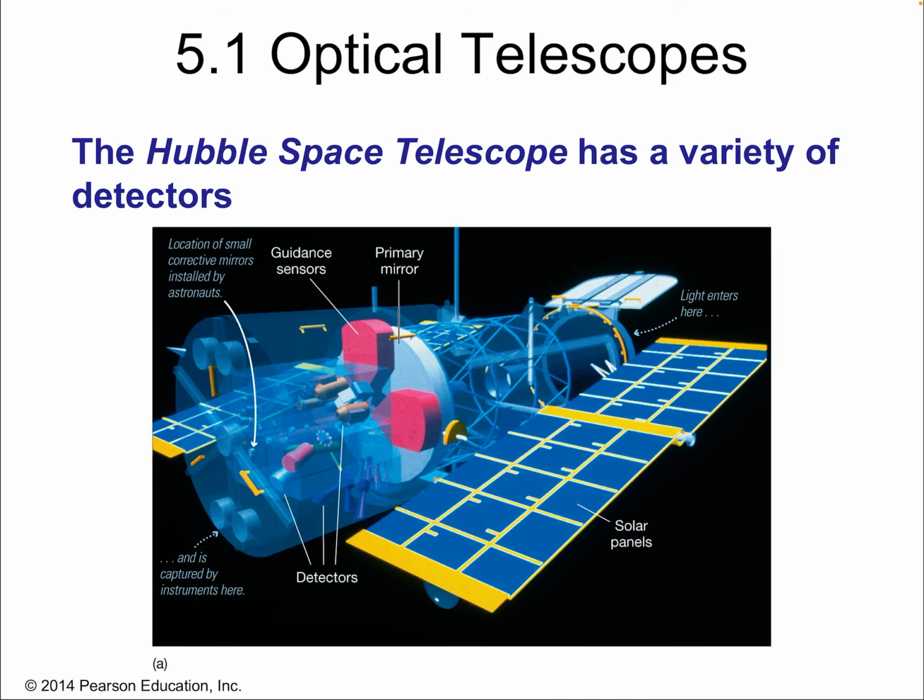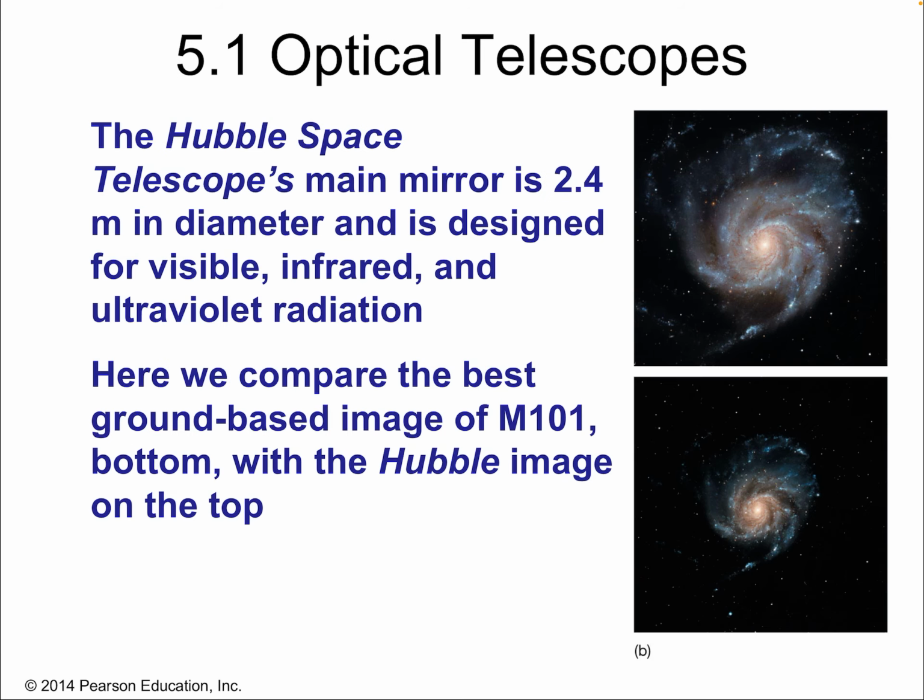The Hubble Space Telescope has a variety of detectors, including those that use mirrors. We can see an example of the primary mirror. The Hubble Space Telescope's main mirror is 2.4 meters, so about 8 feet in diameter, and is designed for visible, infrared, and ultraviolet radiation. Here we compare the best ground-based image of a particular galaxy, the M101 galaxy, with a Hubble image of the same. We can see that the Hubble image is inherently higher quality. It's a much crisper image.